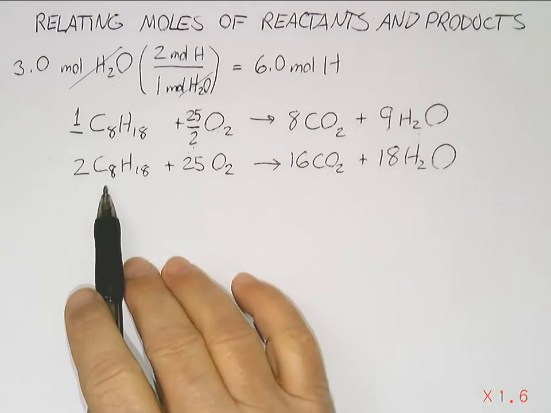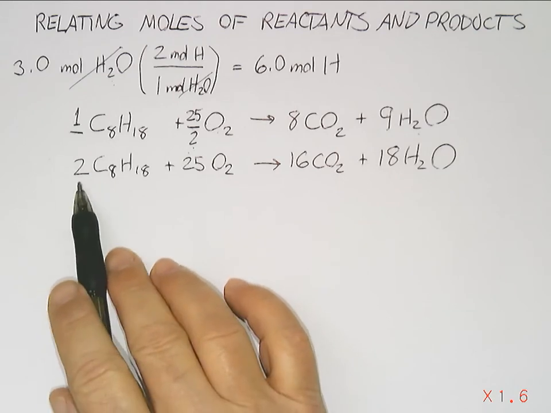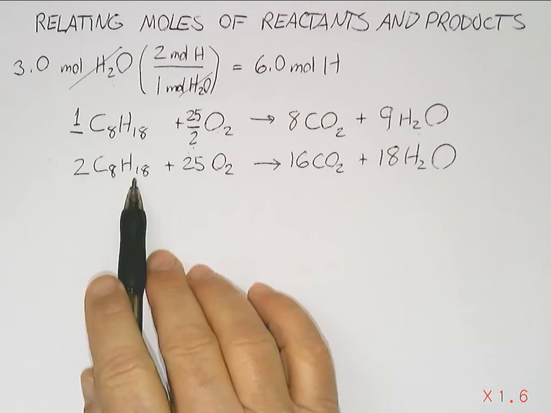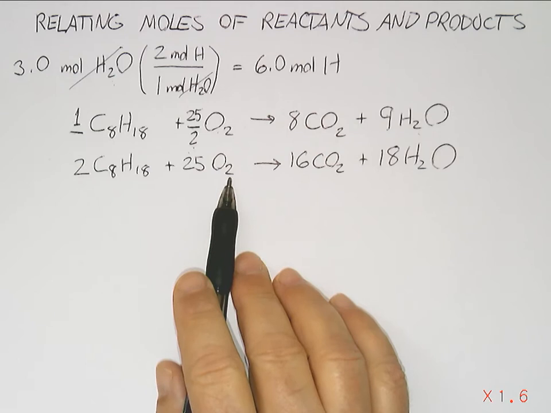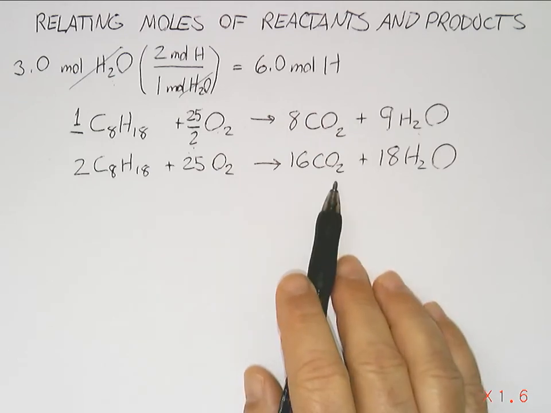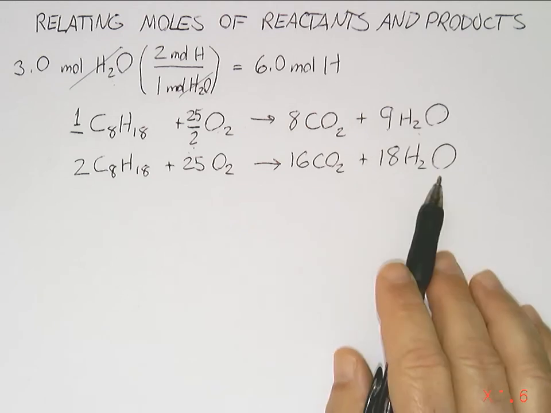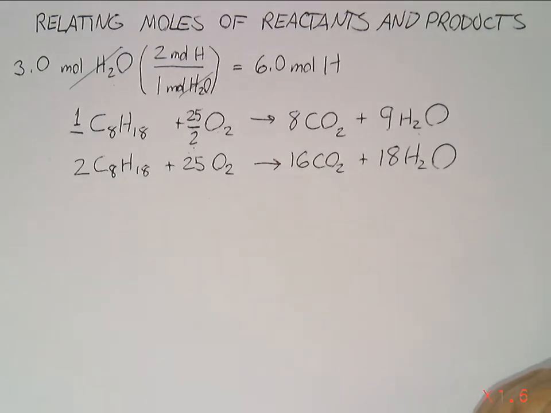Now I can read this equation off in English. Here's what it means. It's a recipe for burning octane. It says take 2 moles of octane plus 25 moles of O2, and you're going to get 16 moles of CO2 and 18 moles of H2O. And you can take any pair of these things and relate them with a mole-to-mole conversion factor.